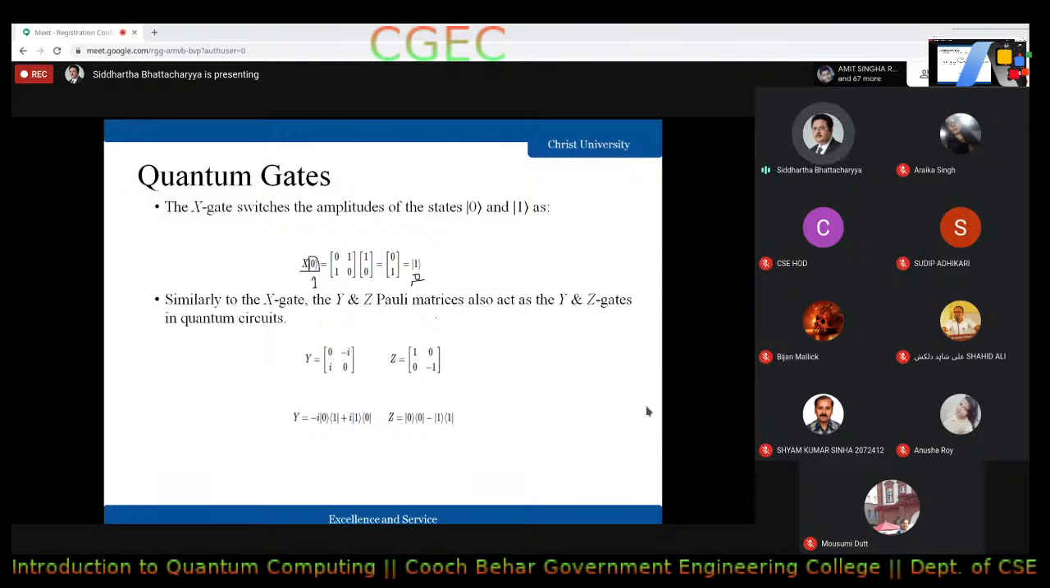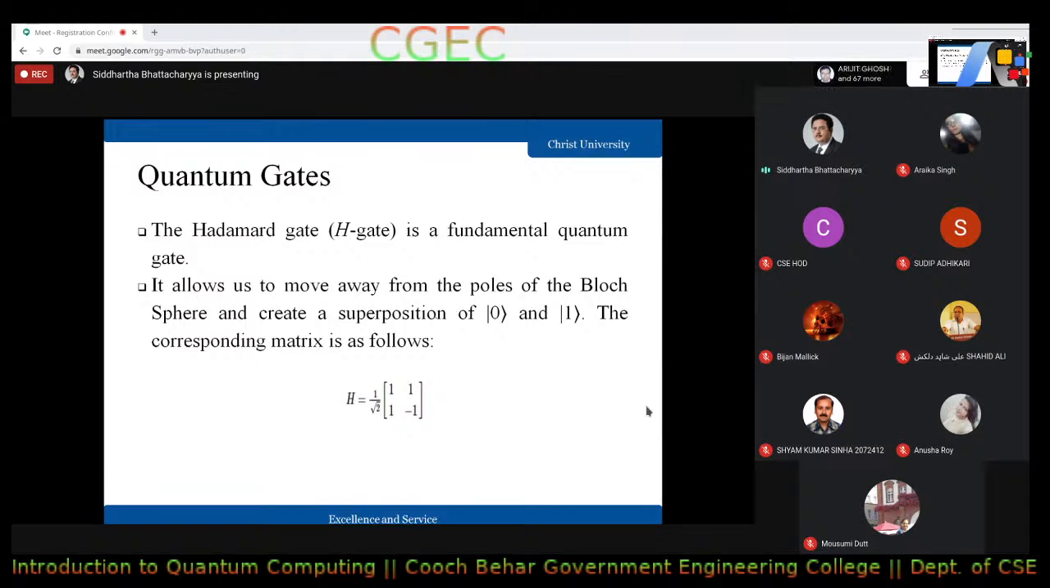Similarly to the X gate, Y and Z Pauli matrices also are available of this particular form. These are used further. Another interesting thing is the Hadamard gate. It's a fundamental gate which is used to create the superposition of the two states 0 and 1. The gate is of this form. If you go to other material, you'll get more insight into these gates. For the time being, I'm not going into the details of how the operations take place. I will be giving an example of how this Hadamard gate can be used, and you can visualize the entire thing altogether.